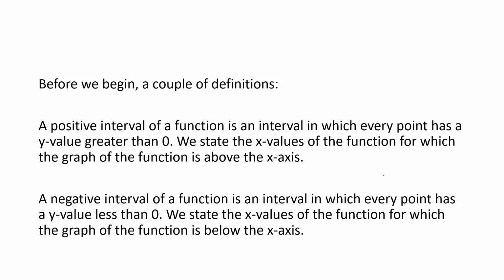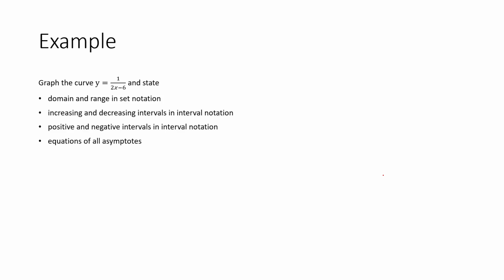A couple of definitions for this section. A positive interval of a function is an interval where every point has a y value greater than 0. So we state all the values of x for which the curve is above the x-axis, or y is greater than 0. And a negative interval of a function is an interval in which every point has a y value less than 0. And we state the x values for which the graph of the function is below the x-axis.